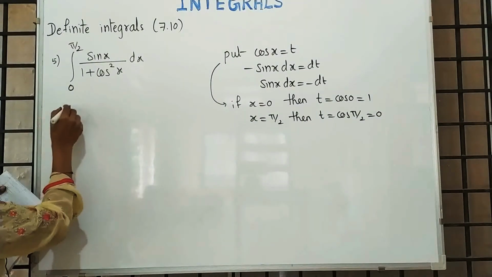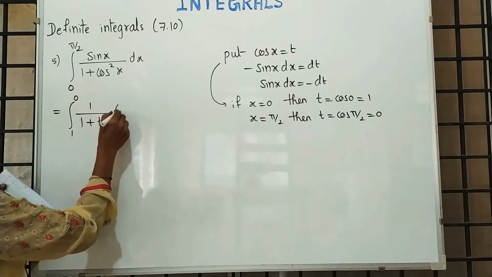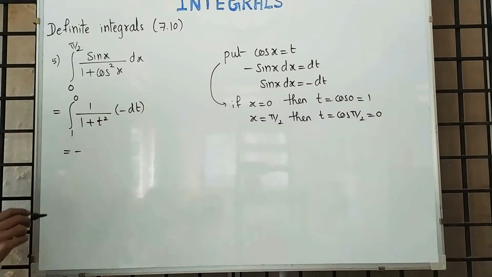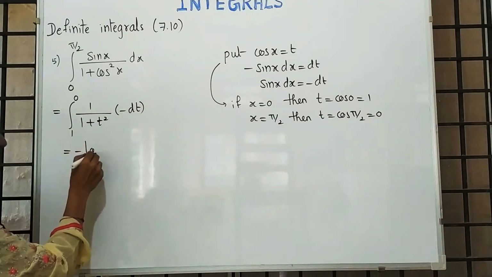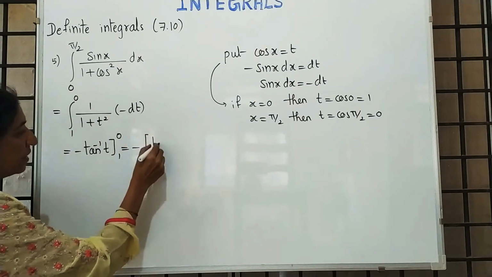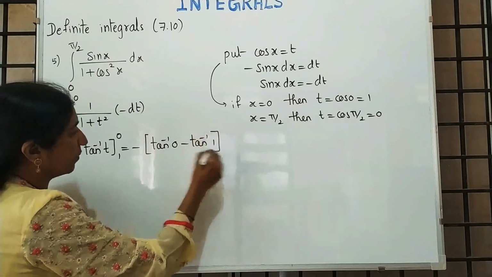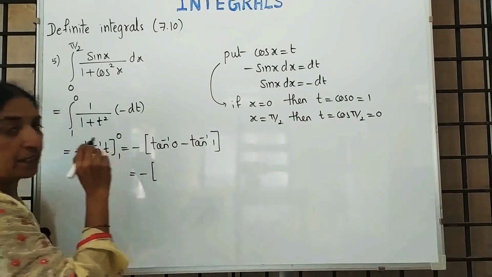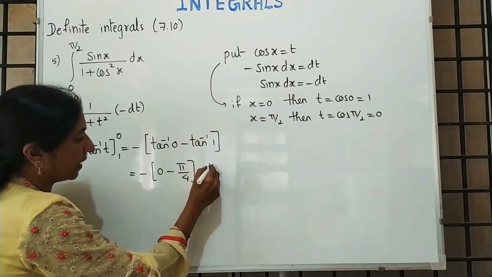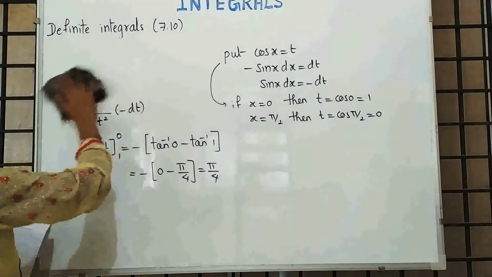So here integration from 1 to 0, 1 upon 1 plus t square into minus dt. Keep minus outside. Integration of 1 upon 1 plus t square is tan inverse t from 1 to 0. Write minus outside. Tan inverse 0 minus tan inverse 1. Minus outside, tan inverse 0 is 0, tan inverse 1 is pi by 4. So finally we got pi by 4. Moving to the next question, that is question number 6.